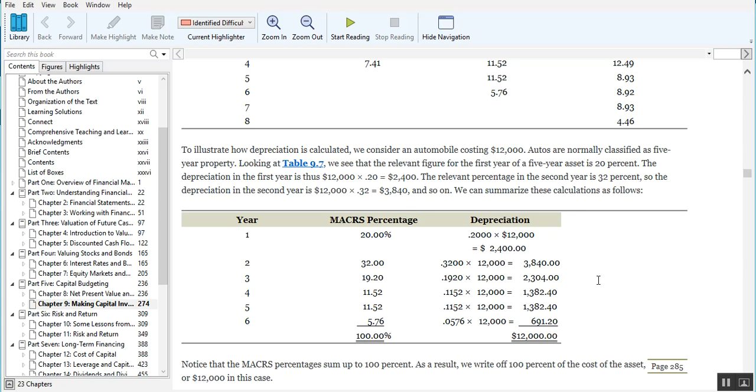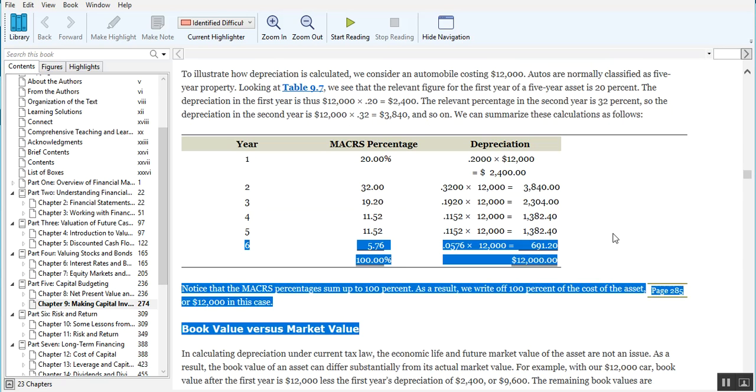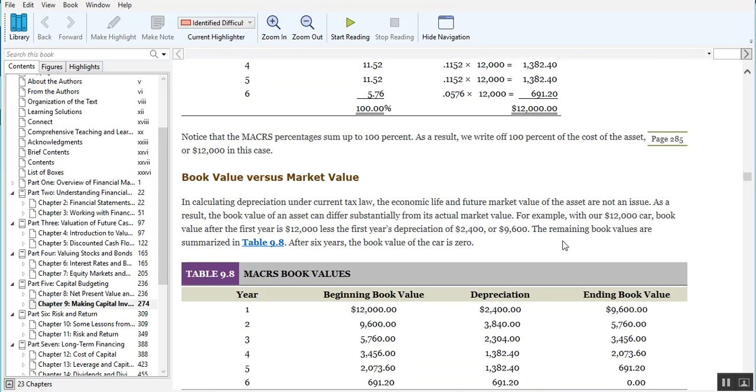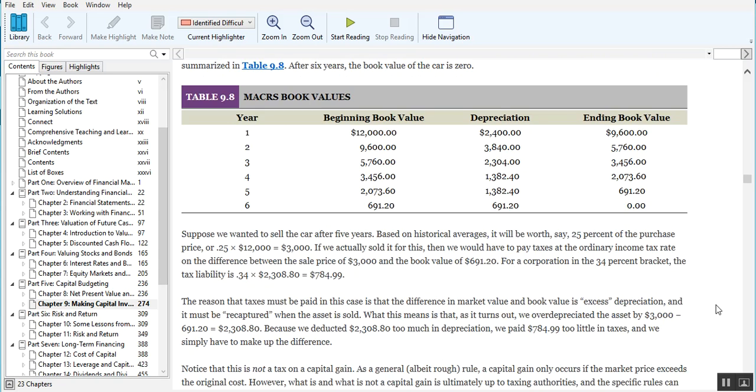So if we have an example here of a car we purchased for $12,000, we show the depreciation calculations here for each of the years we have it. And you notice at the end of the period we've depreciated the entire vehicle of $12,000. Now, when we think about book value and market value, we're going to talk about two different things. We have a book value here, and we're showing that decrease every year because we're taking depreciation out. Market value may not match that.